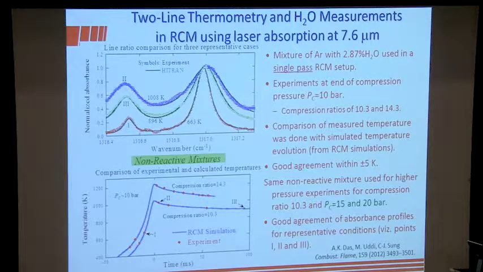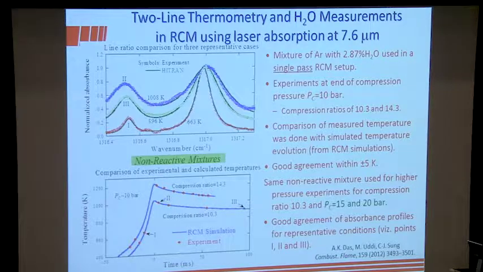And this is what Professor Jackie Sung's group did in 2014. And then they did something really nice, right? They did two-line thermometry and H2O measurements in a rapid compression machine using laser absorption at 7.6 micrometers. And what they were able to do is measure the water absorption as a function of wave number at different temperatures.